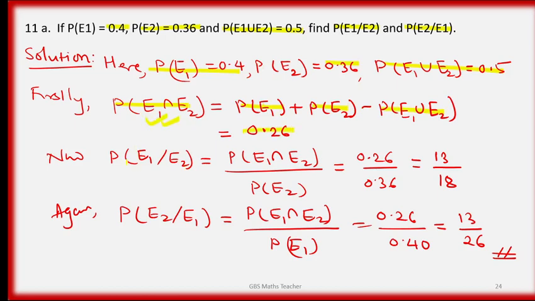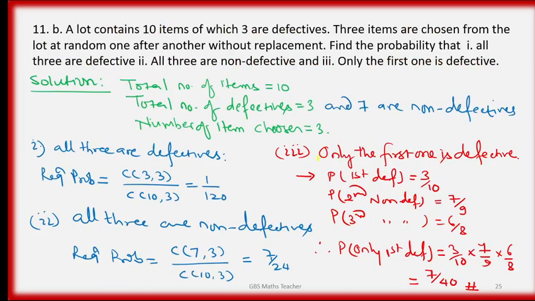And P(E1|E2), probability of E1 when E2 has already occurred, is their intersection by P(E2), E2 is down. So 0.26 by 0.36, so 13 by 18. Similarly, probability of E2 when E1 has already occurred is the intersection of both events by P(E1), E1 is down here, so 0.26 by 0.40, that is 13 by 20. In this way you can find the solution for this question.